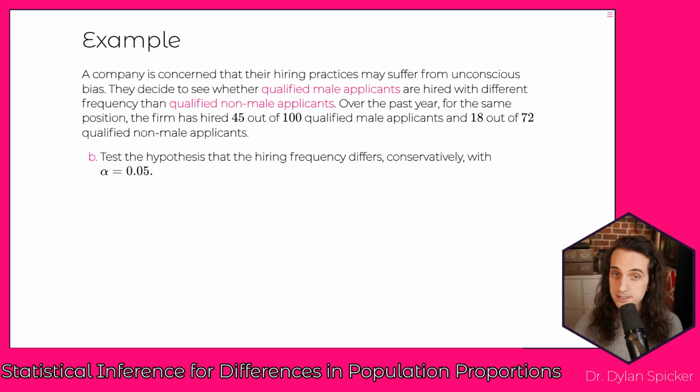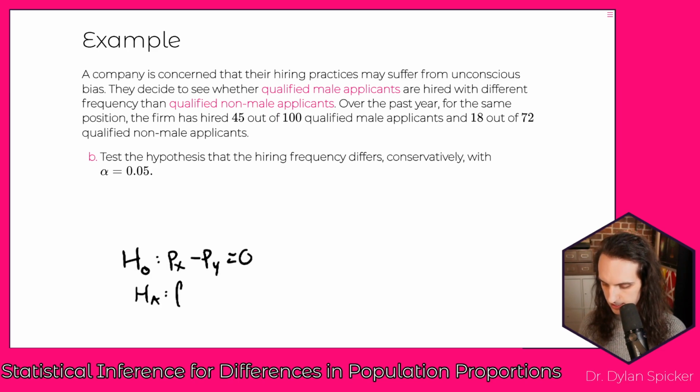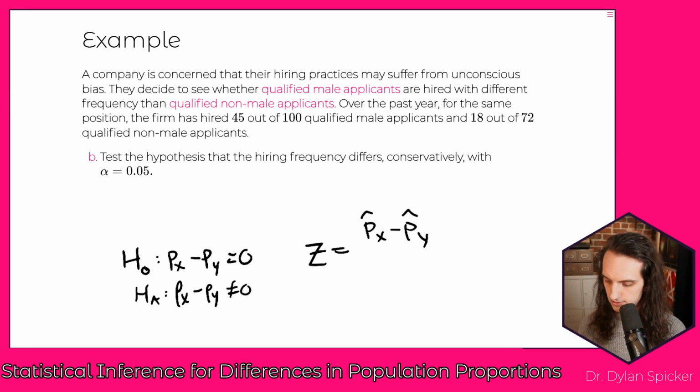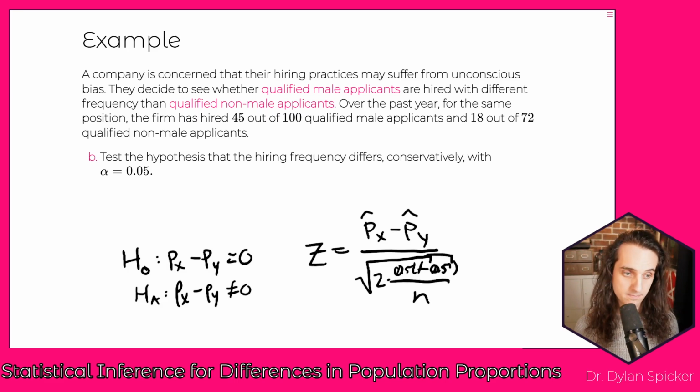For part B, looking at the hypothesis test, we are thinking about testing the null hypothesis that there is no difference, right? So H naught is that px minus py is 0, versus the alternative that px minus py is not equal to 0. And when we think about getting our test statistic, we're going to replace the estimated value only in the standard error with 0.5. So that's going to be 2 times 0.5 times (1 minus 0.5) over n.